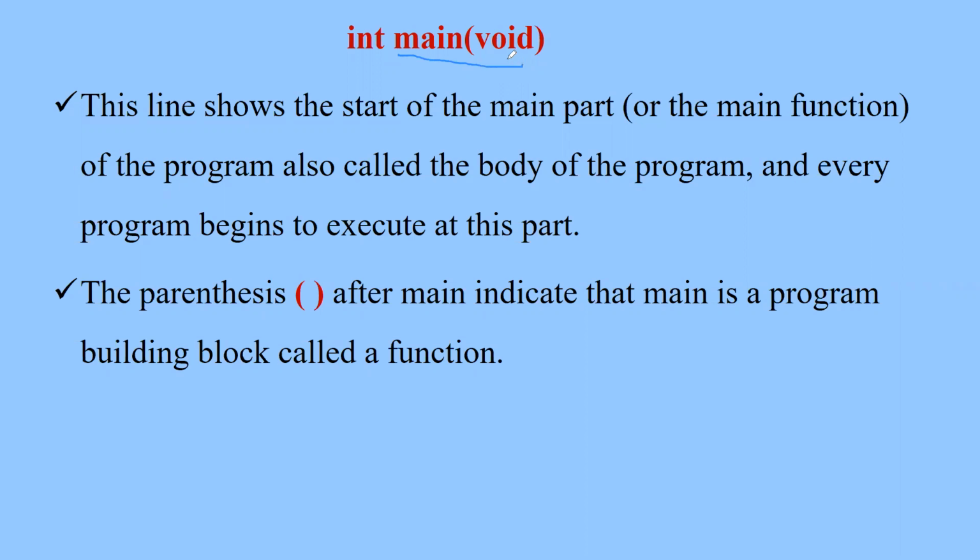And therefore, these two brackets, which we call parentheses, when they are placed in a pair, whatever is preceding them is the name of a function or a subroutine. And I will explain the same in my subsequent presentations. Therefore, the parentheses after main indicate that main is a program building block called a function.